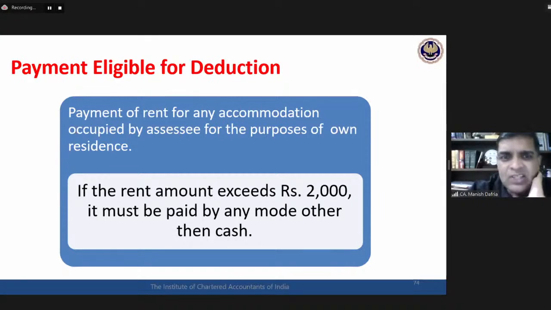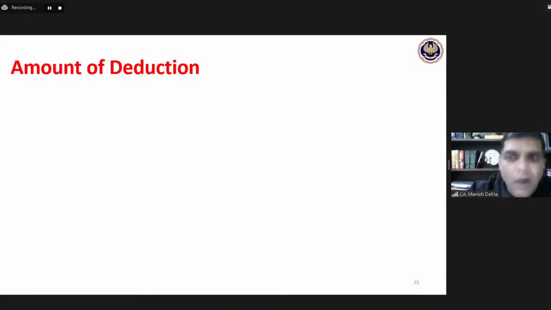One small condition, if this amount of rent is more than 2000, then it cannot be paid by way of cash. It has to be by any mode other than cash. Now, amount of deduction.